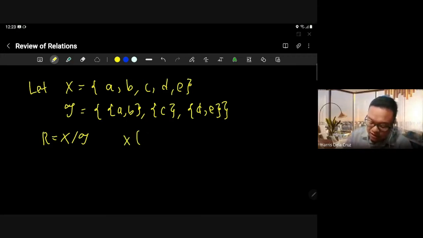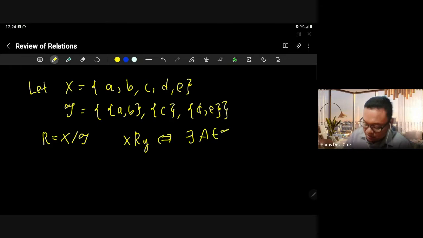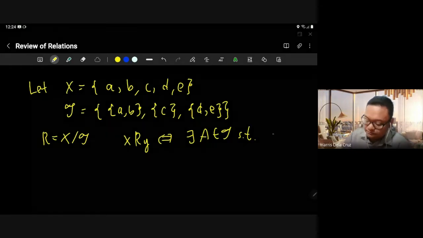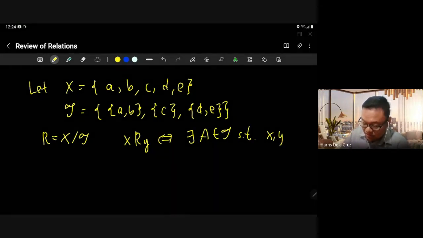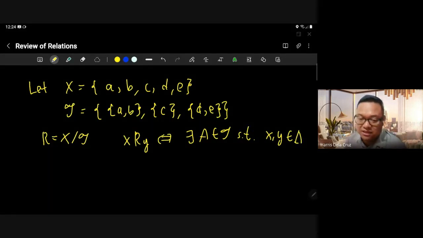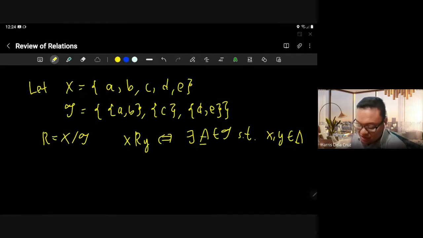Meaning, pag meron tayong X na related kay Y, X R Y, dapat there exists an A in the partition such that si X at si Y parehong na kay A. Okay? Since finite lang naman yung set natin, madali isa-isahin. Okay, tatlo lang naman yung set natin eh. So, tatlong set lang yung panggagalingan. O, sabihin natin, ito si A1, ito si A2, ito si A3.